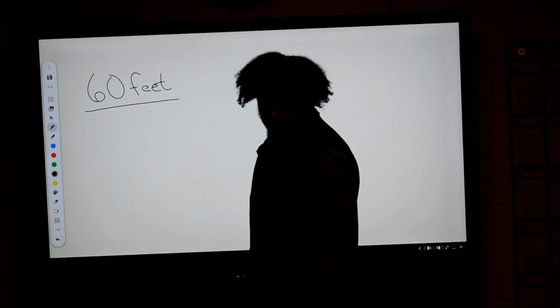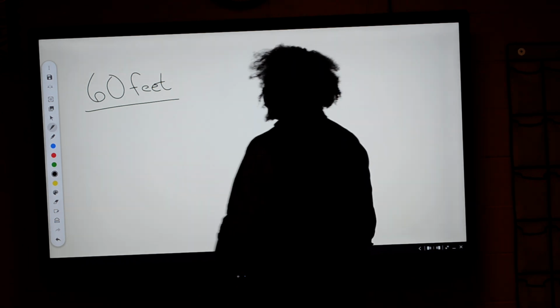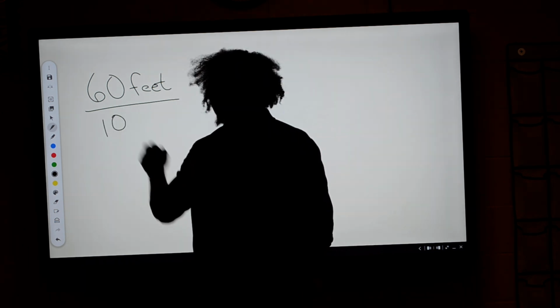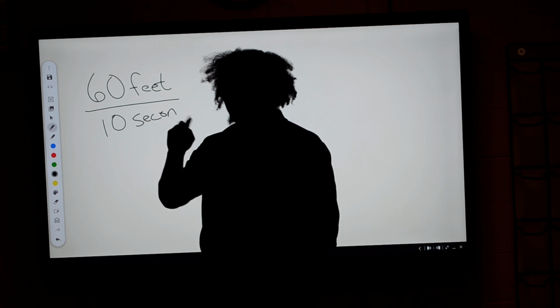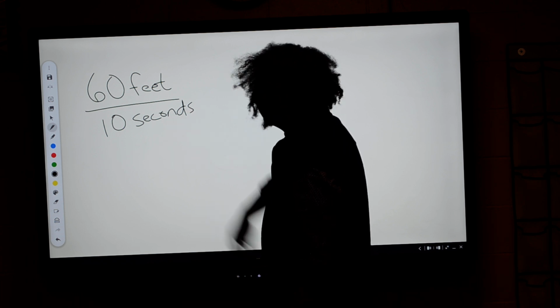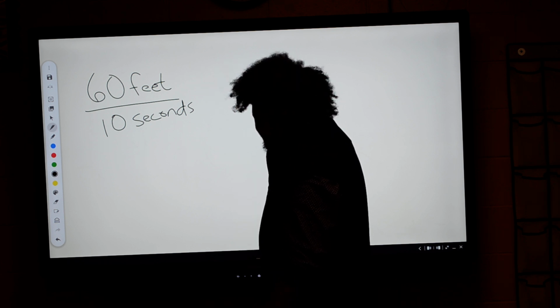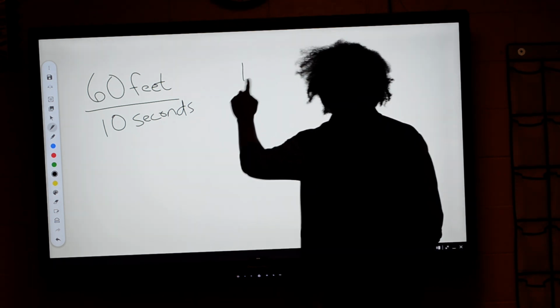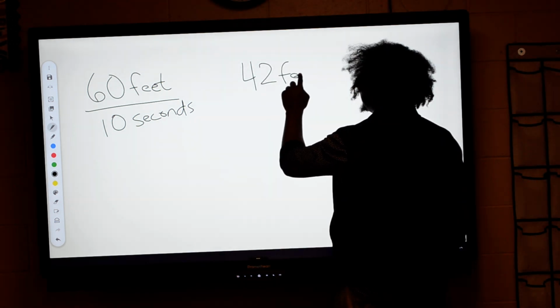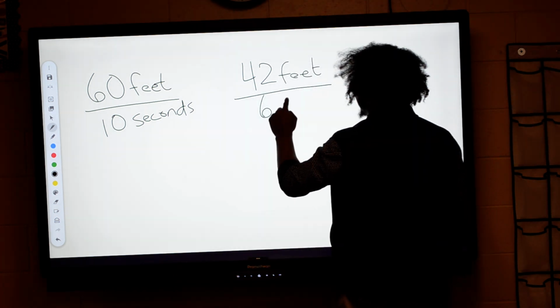All right? And they said that that first person walked 60 feet in 10 seconds. So we're talking about distance and time here, okay? So here we had 10, and our unit is seconds. That's the unit of measurement we're using for time, seconds. All right, so we have 60 over 10. And then we need to find the rate for the second person. So the second person walks 42 feet in 6 seconds. So we put our feet up top, 42, in our unit, feet, over 6, and the unit of measurement is time, seconds, again.